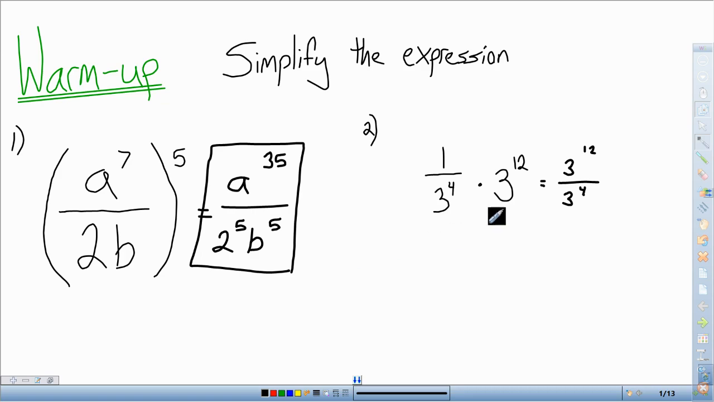Okay, now we are left with a ratio where we do have stuff we can cancel, right? We have 12 threes up top and we have 4 threes down on the bottom. Try to do this in your head. If we cancel out the threes, we're going to be left with 8 of them up top, right? So we're going to get 3 to the power of 8. All right, so that's just kind of a quick overview of what we learned the last couple lessons.